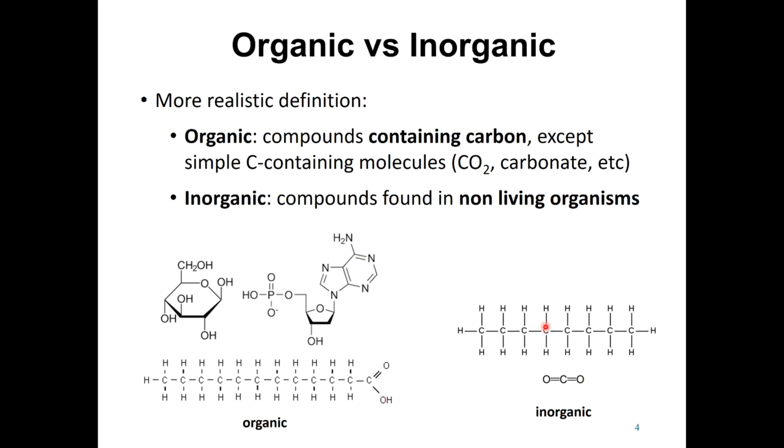Now, these compounds here instead are classified as inorganic, the reason being that they're found in non-living organisms, such as carbon dioxide and so on. It is found in living organisms as well, but it's a small molecule. Even though it contains carbon and oxygen, it is considered a small molecule, and therefore it's classified as inorganic.